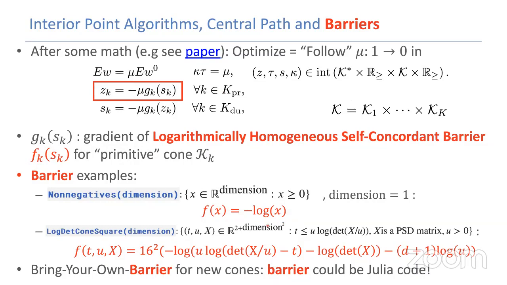But in addition, it has a lot of extra properties. It's a logarithmically homogeneous self-concordant barrier. I won't go over the details of what that means, but it gives you a lot of theory and a lot of properties that you can exploit in the interior point algorithm. It could be as simple as minus log of x for the non-negative ray. If you have a slightly more complicated cone like the log determinant cone, you get a slightly more complicated barrier. But the key is, if you want to introduce a new cone, the only thing you need to do is figure out what the logarithmically homogeneous self-concordant barrier for that cone is.